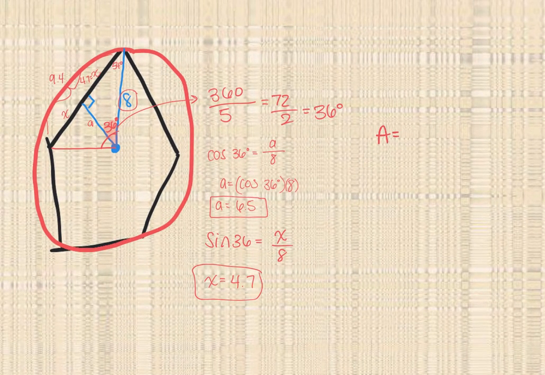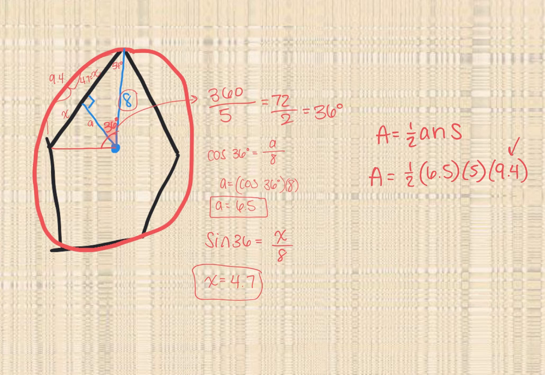The area is equal to 1/2 the apothem times the number of sides times the length of one side, or the apothem times the perimeter. So our area equals 1/2 the apothem we just found, which was 6.5. The number of sides is 5. It's a pentagon. And the length per side was 9.4.